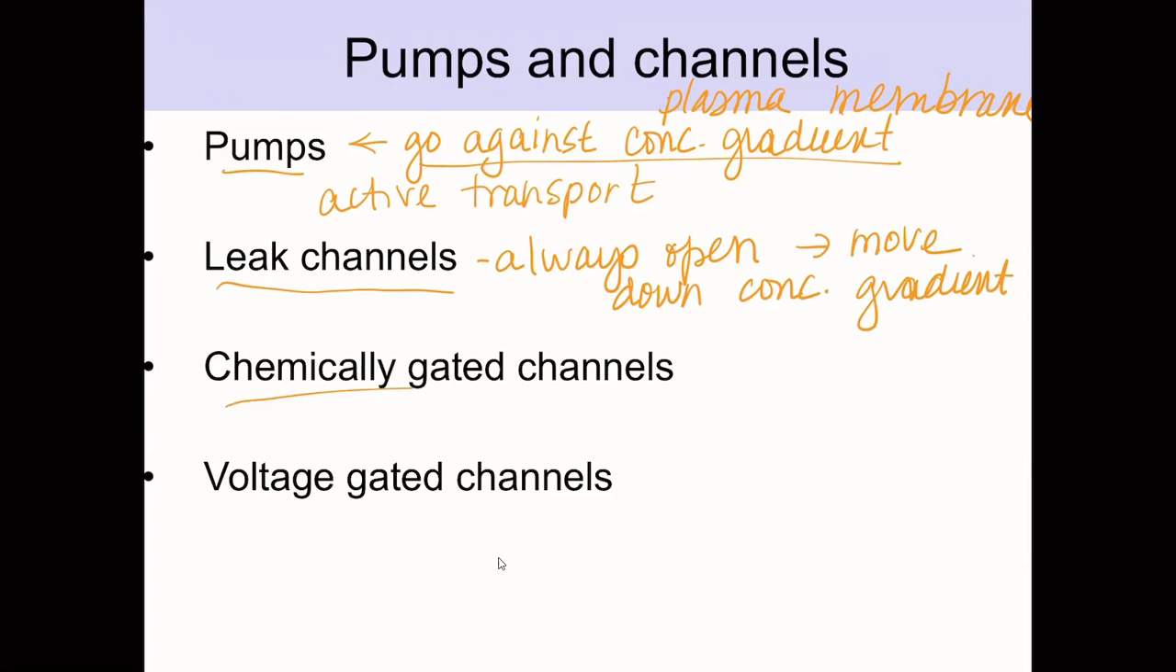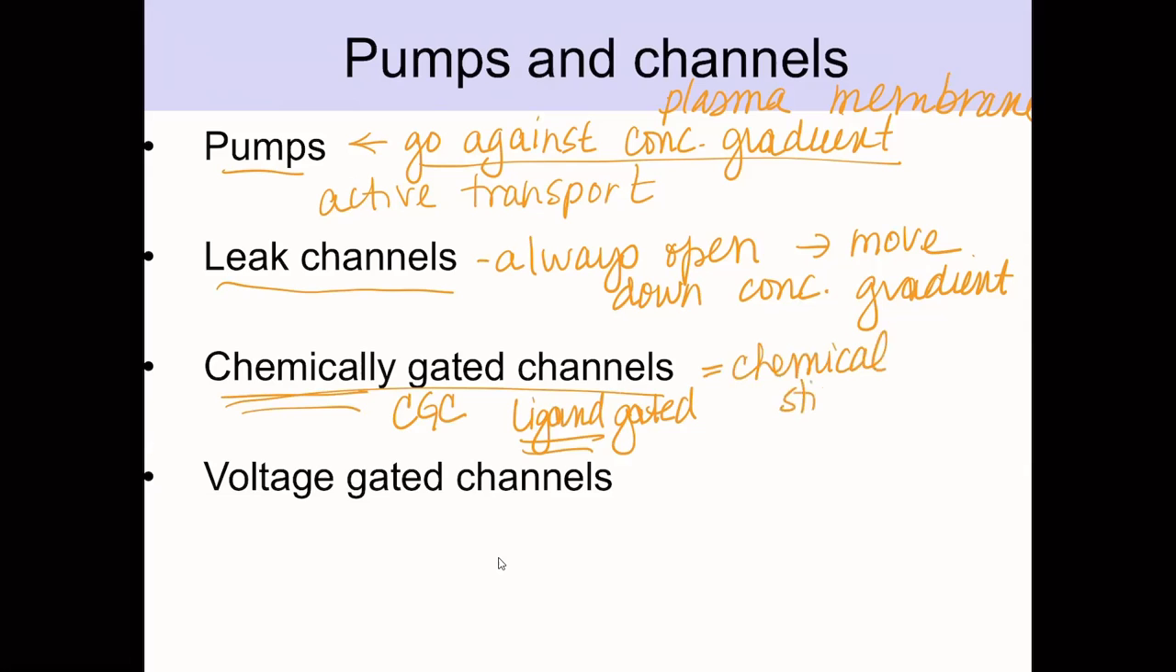We have chemically gated channels. I usually say C, J, C. Sometimes they call them ligand gated channels. A ligand and a chemical are the same thing. Basically what happens with these is you have to have a chemical that's going to stimulate the protein channel to open.